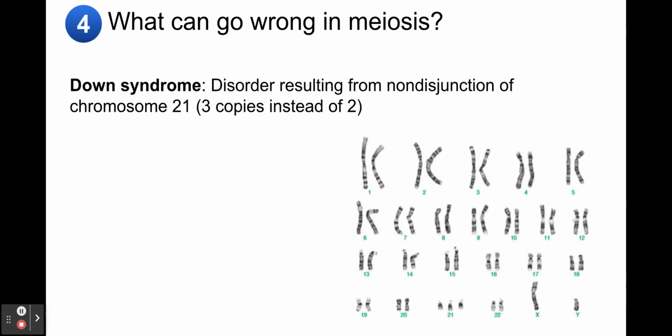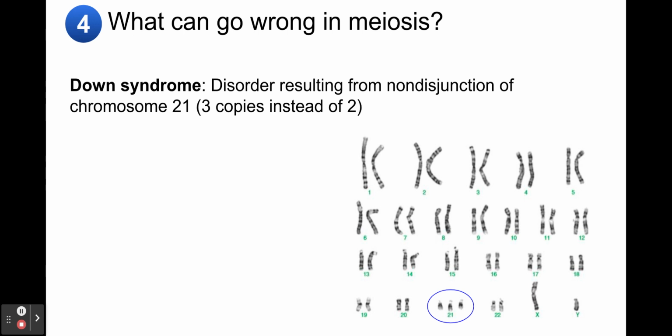Our first genetic disease caused by non-disjunction is Down syndrome, which you may have heard of. This is a disorder resulting from non-disjunction of chromosome 21. And to develop Down syndrome, you end up with 3 copies of chromosome 21. If you look on the karyotype, the picture of the chromosomes, let me focus you in on this blue circle, you can see 3 chromosome 21s.